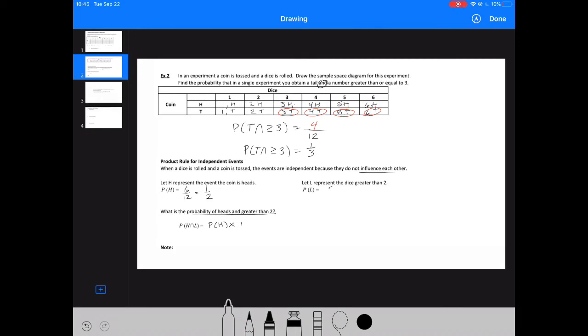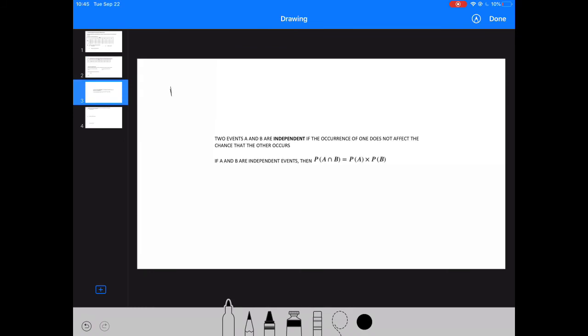So we've got probability that the dice is going to be greater than 2 happens 8 times, which would be 3/4. So we can actually just multiply those two together, making sure you're using the right values. So we've got 1/2 times 3/4, which would be 3/8. So I'll write the note on the next page.